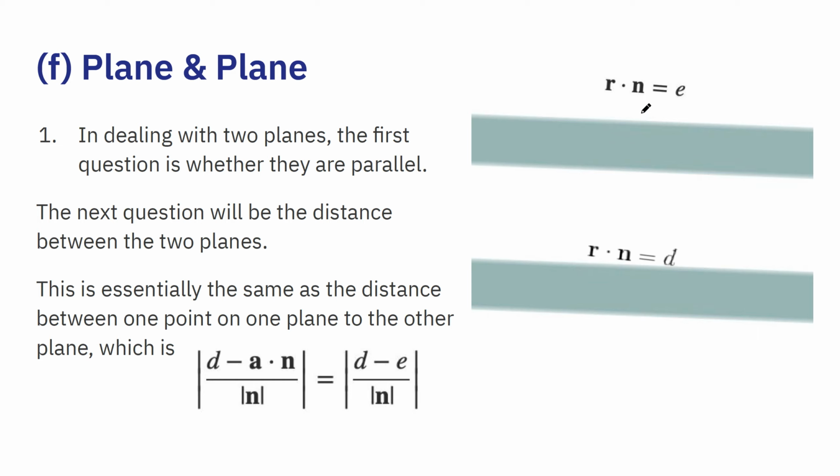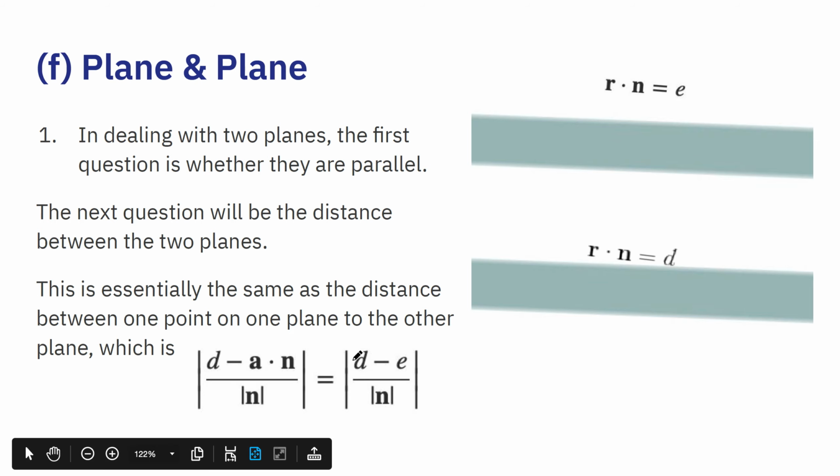So if you write it in the same format like this, we have to have the same normal, okay? And these are two parallel planes. The shortcut for finding the distance between the two planes would just be to take E minus D, or D minus E for this formula's sake, and divide it by the magnitude of the normal vector. And this would just immediately give us the distance between two planes.